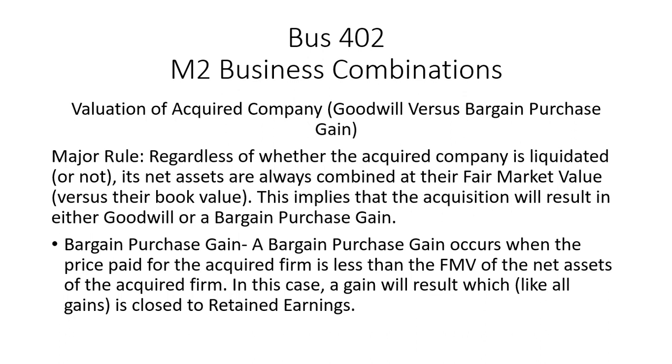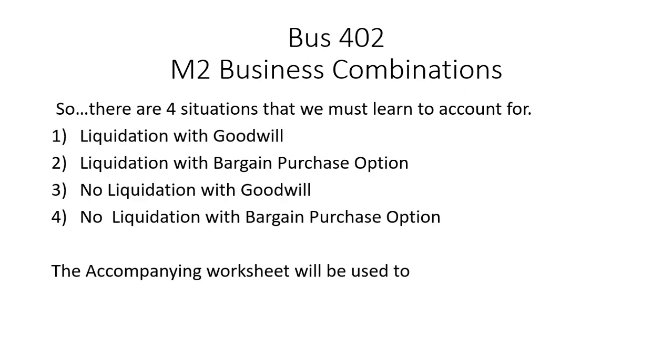Bargain purchase gain. In contrast to goodwill, where you pay more, sometimes you pay less, and then you have a bargain purchase gain. A bargain purchase gain occurs when the price paid for the acquired firm is less than the fair market value of the net assets of the acquired firm. In this case, company B's stock might be trading at $10 per share and you bought it for $8. Then we just record a gain, closed to retained earnings. So if you pay more, you create an intangible asset, that's goodwill. If you pay less, we just record a gain, closed to retained earnings. These rules changed in 2009.